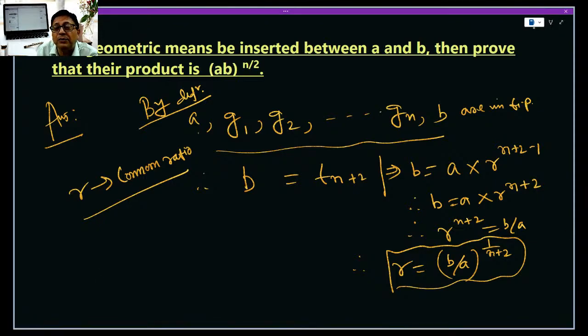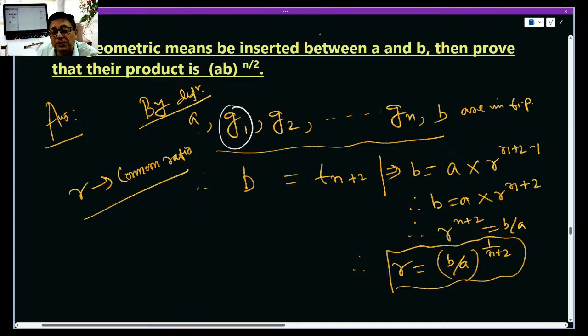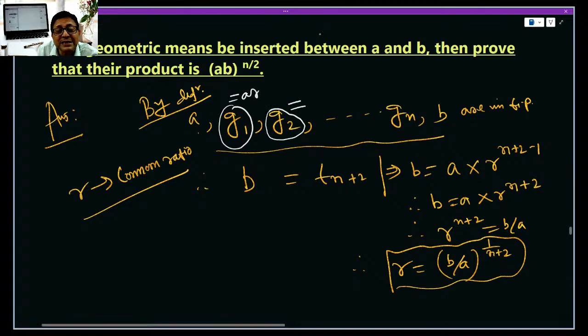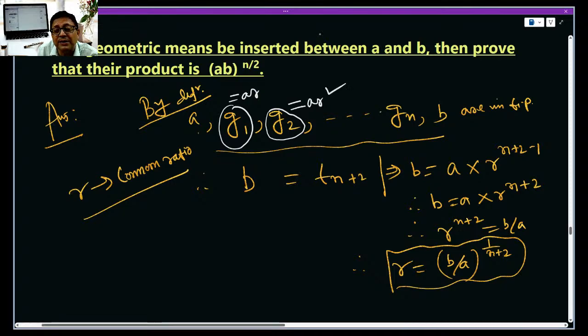Now we can write the value of G1. G1 means the first mean. How will I write this? Common ratio we have assumed. G1 is going to be AR. G2 is going to be what? The second mean means the third term. It is AR square. This way Gn going to be which term? The n plus 1th term. This will be AR to the power n. Understood? So G1, G2, Gn in terms of A and R are written, and R is given by this relation.